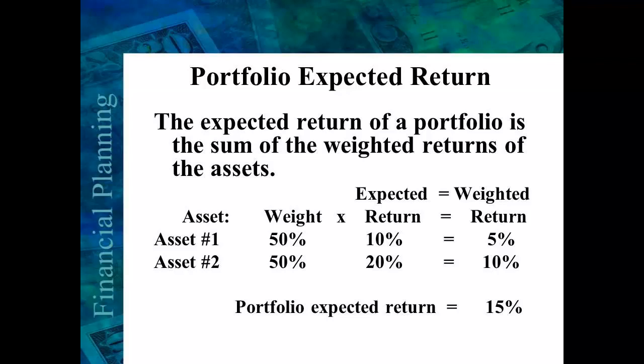The expected return of a portfolio is simply the sum of the weighted returns of the assets. In this example, you are given two assets that are equally weighted in the portfolio, i.e. 50% each. Asset A has an expected return of 10%, and asset B has an expected return of 20%. The portfolio return is therefore 50% times 10% plus 50% times 20%, or 15%.